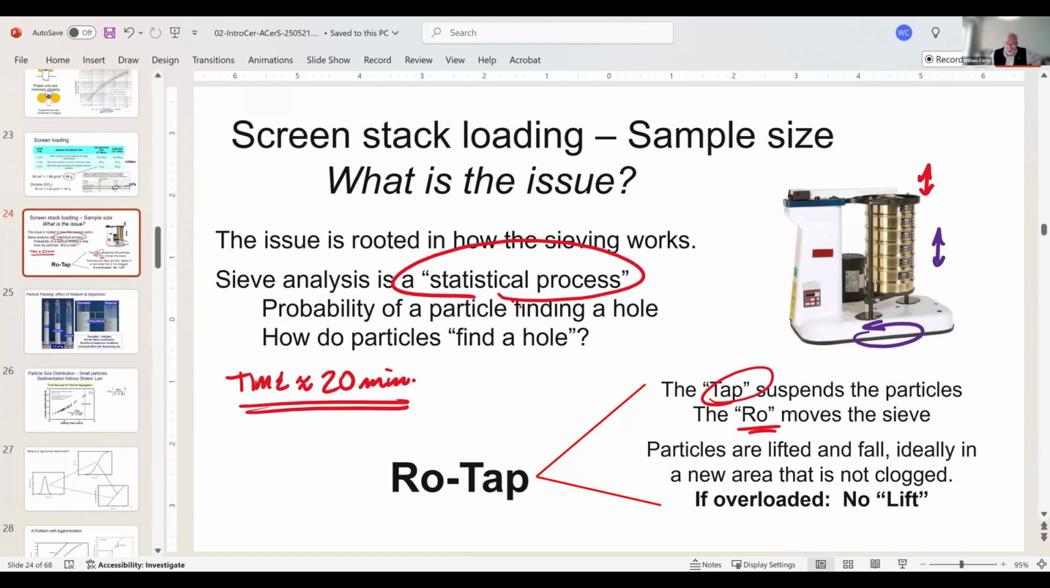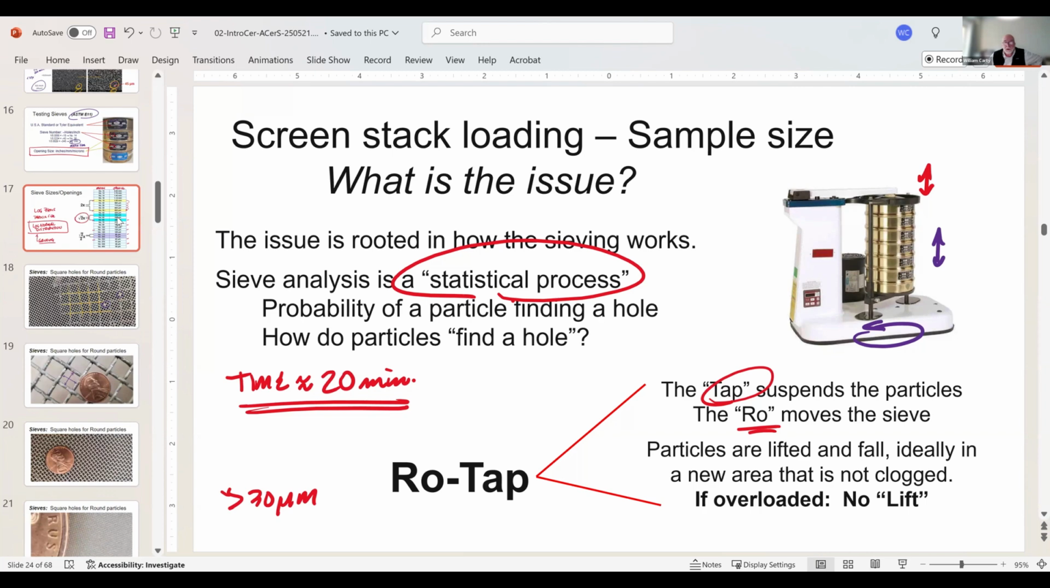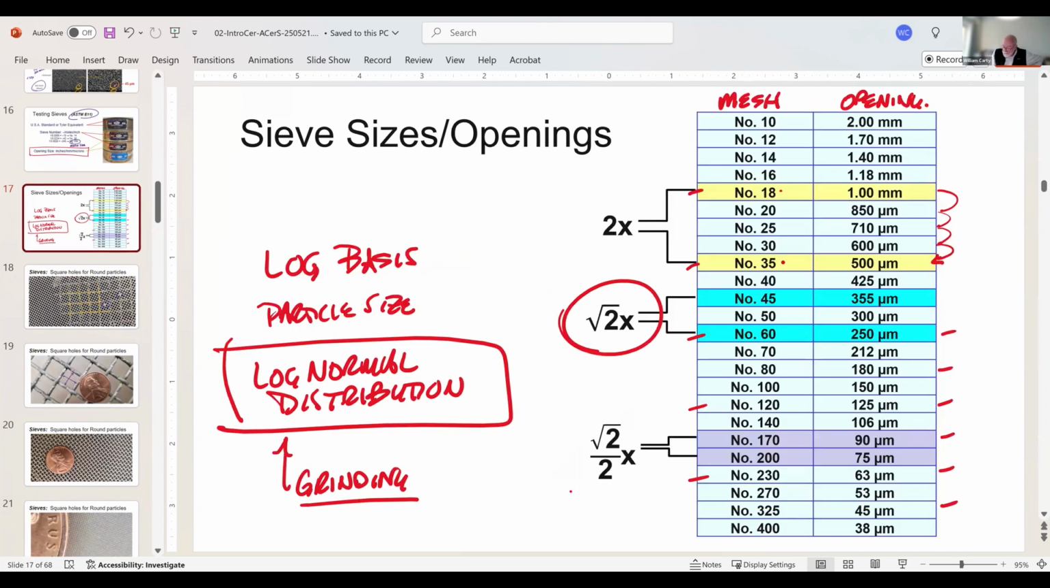If this is done properly, it's a remarkably useful and reproducible technique, but it is limited to particles which are typically greater than, say, 30 microns. Okay, you've got some room here, but a 30 micron particle would fall through a 38 micron hole. 38 is my smallest sieve size, and that was up here. When we look at this, 400 mesh is 38 microns. 45 is typical for us.